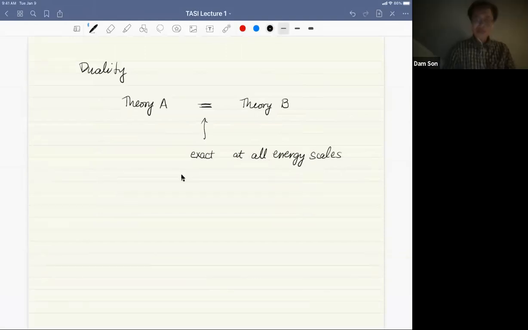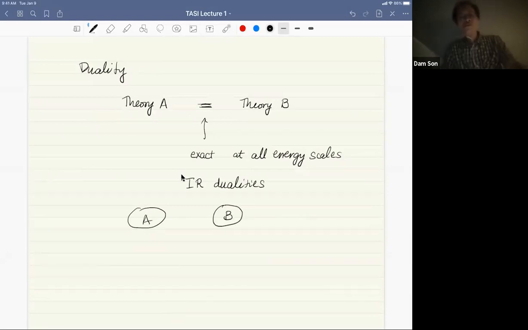I was saying that there are two types of dualities. One type of duality is exact duality, that is valid at any energy scale. Another type of duality is IR duality. In IR duality, theory A and theory B are defined differently, and they have different dynamics in the UV, but they all flow to the same fixed point in the IR. We will see an example of this duality in three dimensions. By the way, if there are any questions during my lecture, please interrupt me at any time.